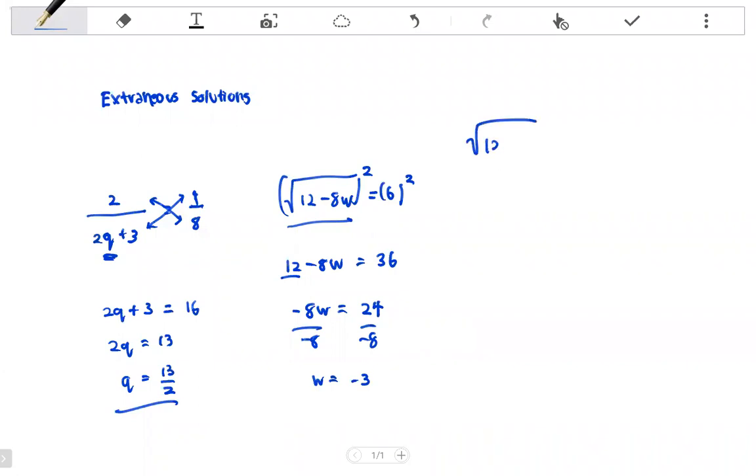So our initial equation, we plug it back in, just like that. Let's see. 12 - 8 × -3 = -24. Since it's -24, it's gonna be +24. So the square root of (12 + 24) = 6. And what is this? 12 + 24 = 36. Square root of 36 is 6. 6 = 6. So in both cases, we don't have an extraneous solution.